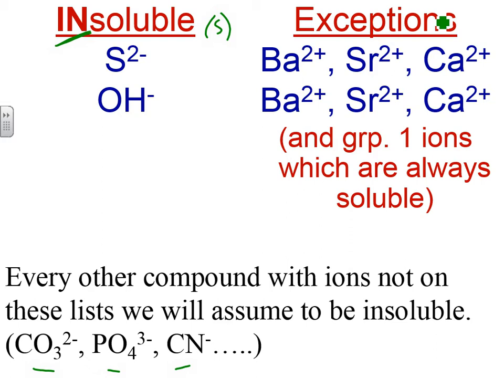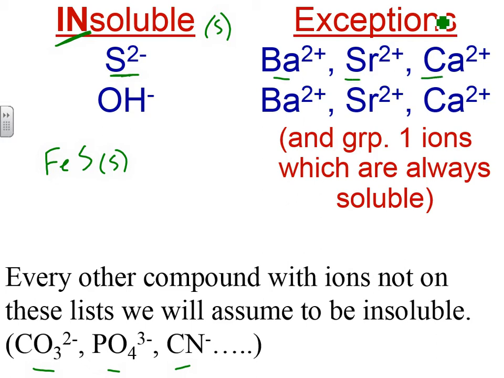Sulfides are usually insoluble. So, for example, if you have iron sulfide, FeS, this will be a solid, not soluble. Most sulfides are not soluble, except with the three bandits. Notice the three bandits appear here again.